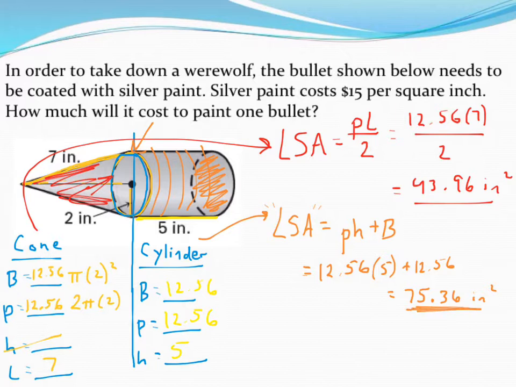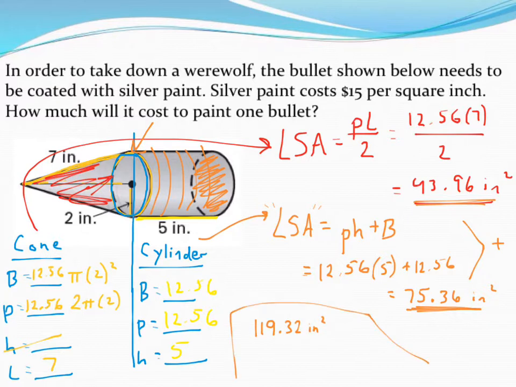Alright, and now to finish out this multi-step problem before that werewolf kills us, we are going to take our 2 surface areas and add those together. So sort of my total lateral surface area, if that makes sense. Adding those pieces together, the total area that is exposed on this figure, this bullet, is 119.32 square inches. So that's how much surface area is exposed.